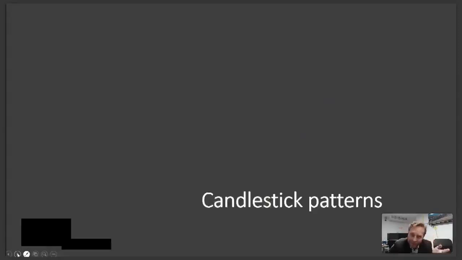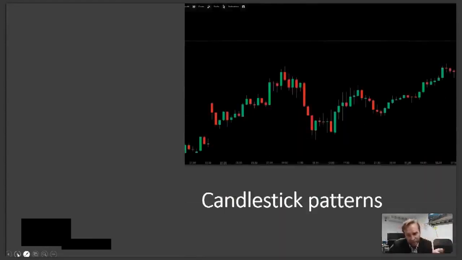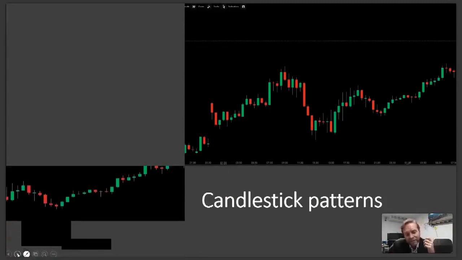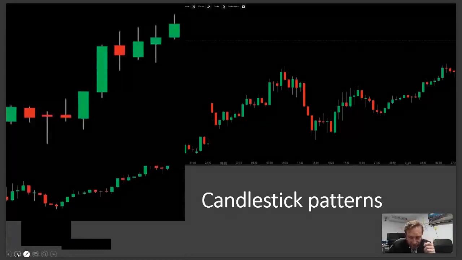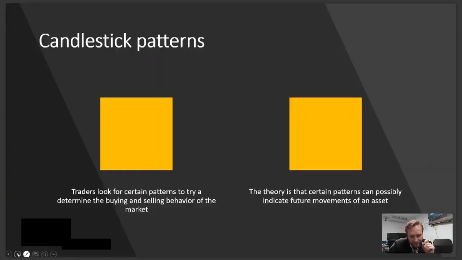This is where we come down to candlestick patterns, because there are theories and there are patterns, and the way the candles are formed could possibly indicate to us where the market may go. Now, we look at the chart initially, and we see a lot of bars or candles, lots of pretty colors. It's very nice. But if we take a closer look, we can potentially start seeing patterns. Those are the patterns we try to identify, because traders look for certain patterns to try and determine the buying and selling behavior of the market.